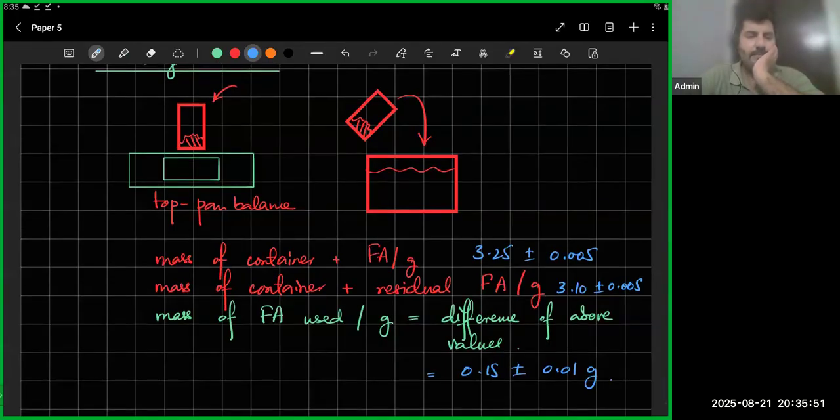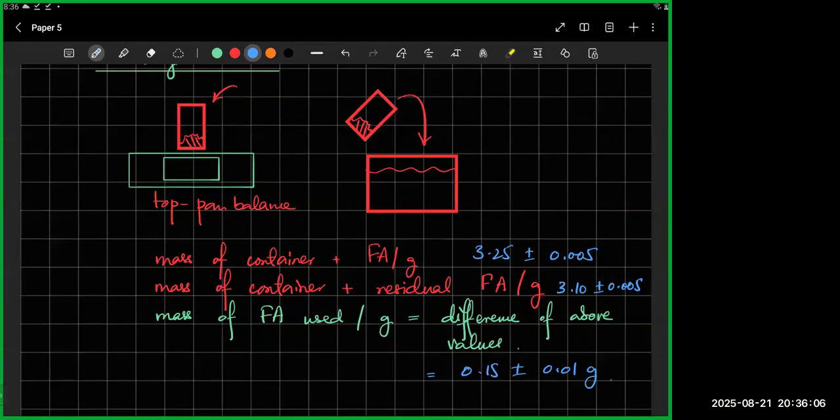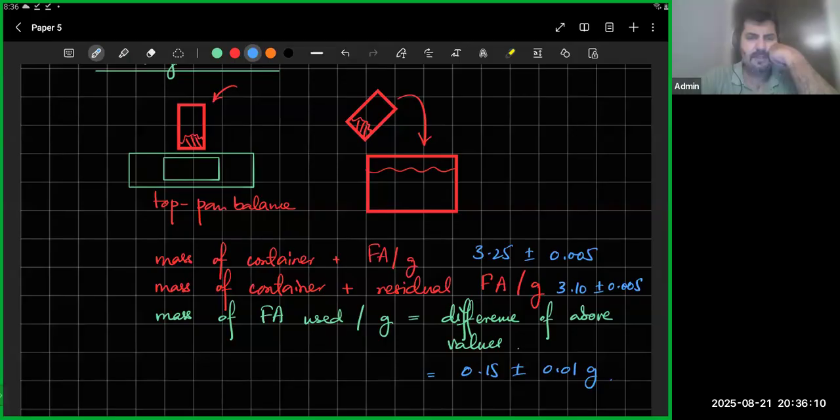Ye clear hai? Hala, is this clear? Yes, sir. So again, that's basic stuff.